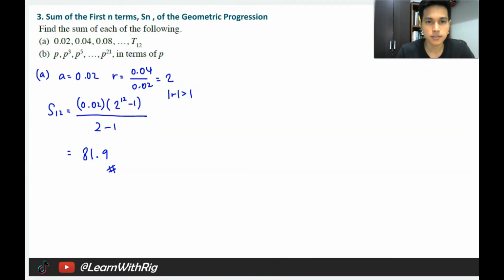Alright, next question B. Now this one they didn't give you any numbers. They only gave you an unknown, which is the P value. But it's okay, we still can solve this. You know what's the A value? A value is P, and the R value is P cubed divided by P, which is P squared. So you've got the A value and R value.